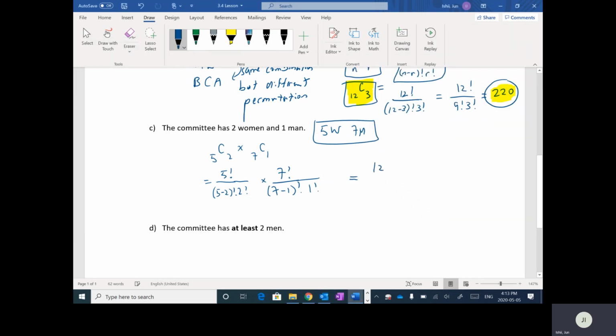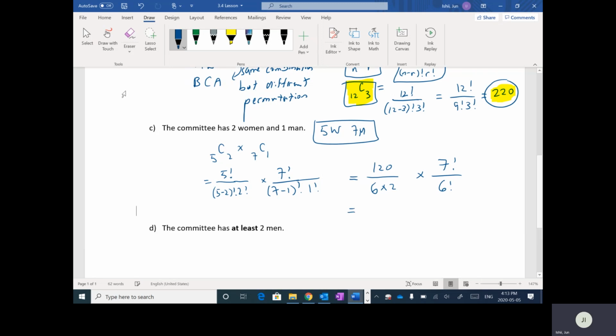So 120 over 3 factorial is 6, times 2 factorial, which is 2. And then we're going to multiply that with 7 factorial, which is a big number, so I'm not going to pretend I know that in my head, divided by 6 factorial, and 1 factorial is just 1.